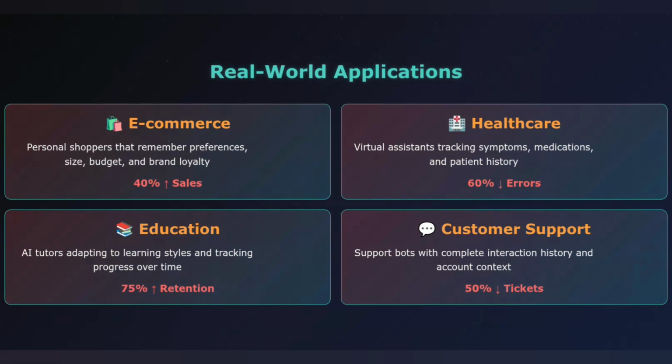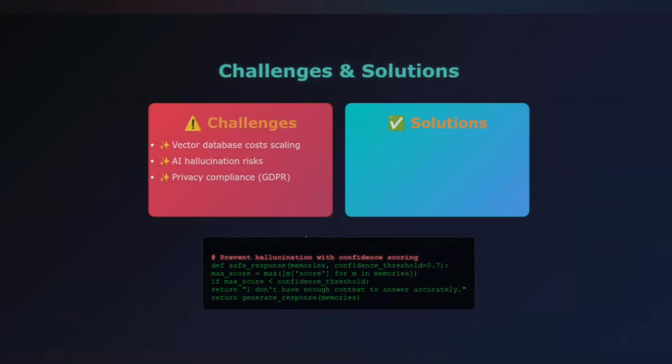Educational tutors. AI tutors that adapt to your learning style, remember which concepts you struggle with, and build personalized learning paths. Customer support heroes. Support bots that instantly recall your entire interaction history, previous issues, and account preferences. No more repeating yourself. Companies using personalized chatbots report a 40% reduction in support tickets and 60% improvement in customer satisfaction scores. The business case is crystal clear.